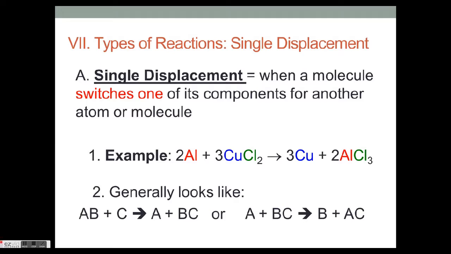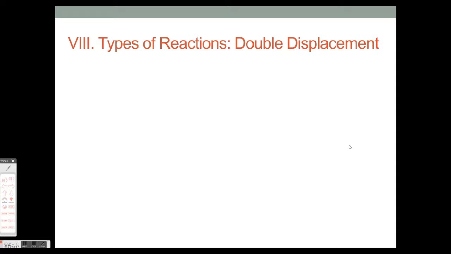Single displacement is pretty interesting. That's when one component switches out for another. So I kind of color-coded this to help you see it. I start with this aluminum all by itself, and it comes over and it switches places with the copper.